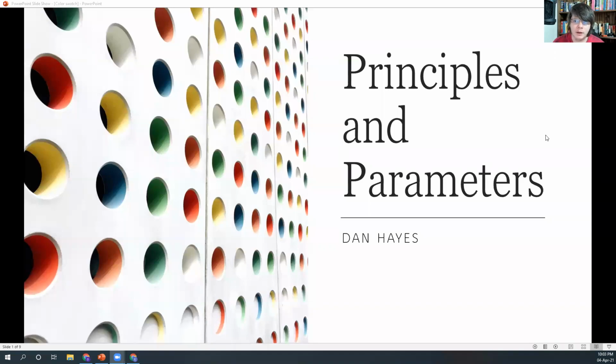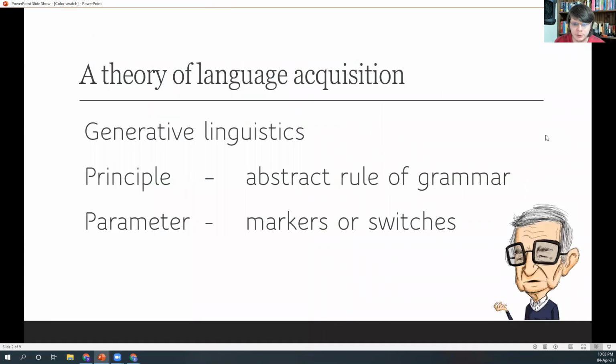So in this video, I'll be talking about principles and parameters, which is one aspect of Noam Chomsky's universal grammar. Principles and parameters is a theory of language acquisition. And in previous videos, we've looked at the difference between language learning and language acquisition. Now, this is part of generative linguistics.